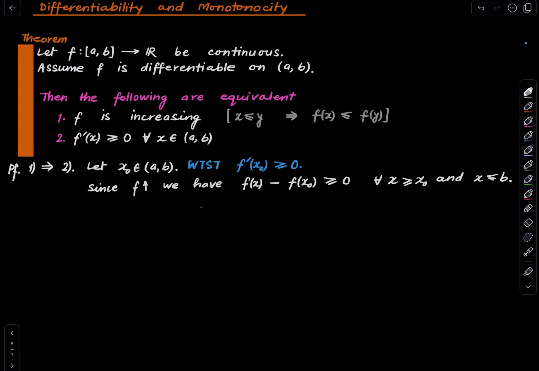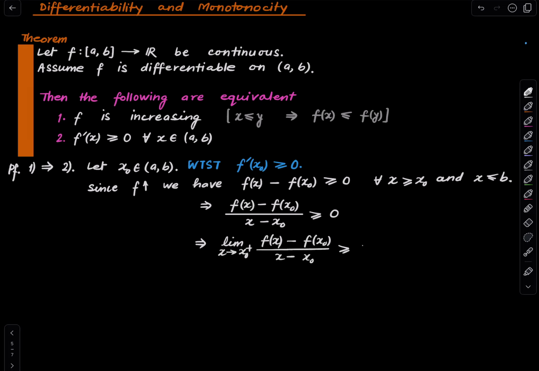So this implies this inequality is also there, and now we just take the right limit. This will also be non-negative, but since f is differentiable, the right limit and the limit are the same thing. In fact, this right limit is the same as the derivative. So this is non-negative. And we are done. Very simple proof.